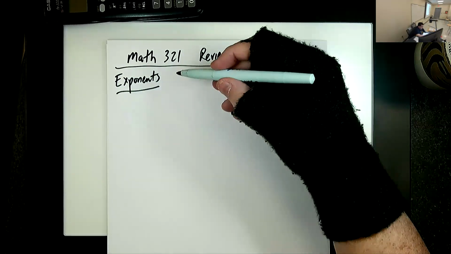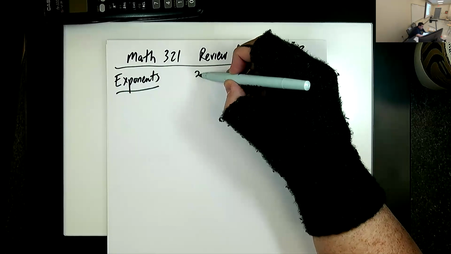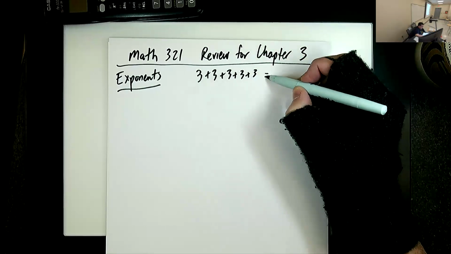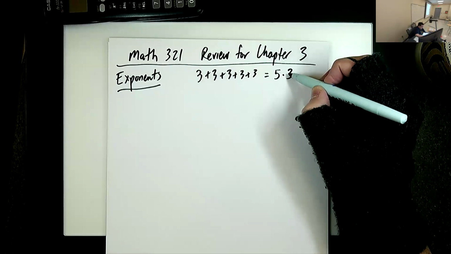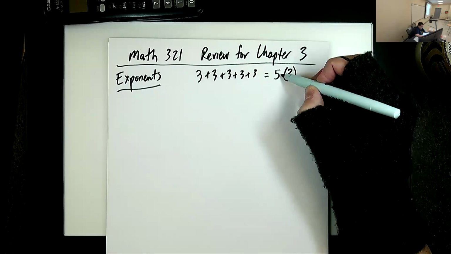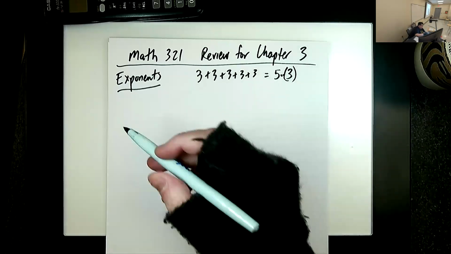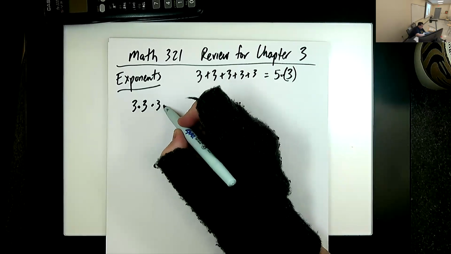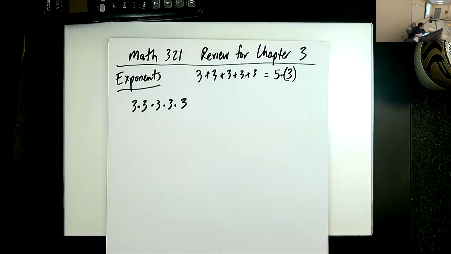Now, I recall the other day when we were doing repeated addition, I said 3 plus 3 plus 3 plus 3 plus 3. We could say that was 5 times 3. Repeated addition went to multiplication. Well, we have something for repeated multiplication too. I do 3 times 3 times 3 times 3 times 3. This can get tedious to write out, especially when you're doing a lot.